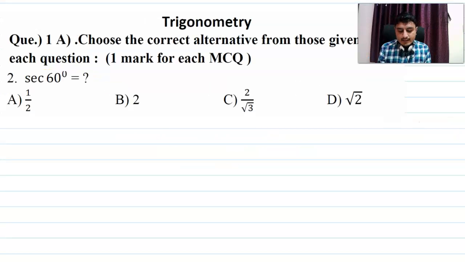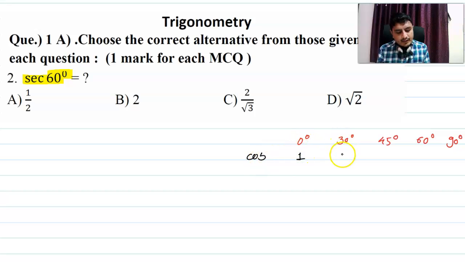Look at the second MCQ, we have to evaluate the value of sec of 60 degree. As per the trigonometric table, we have the trigonometric ratios at certain angles, that is 0 degree, 30 degree, 45 degree, 60 degree and 90 degree. So we concentrate on the cosine values. We have cosine of 0 degree, that is 1, cosine of 30 degree, that is root 3 by 2, cosine of 45, that is 1 upon root 2, cosine of 60 degree, that is half, and cosine of 90 degree, that is 0.